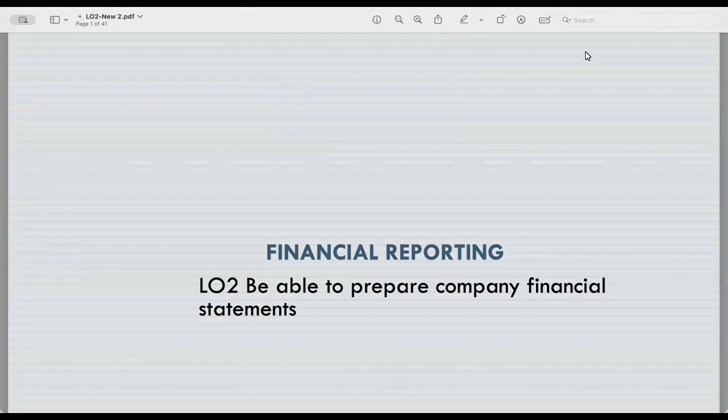Our focus is on the learning outcome of preparing company financial accounts, being able to prepare company financial statements. In this lecture, we will explore the comprehensive financial statements for limited companies, and important skills for anyone in the field of accounting and finance.